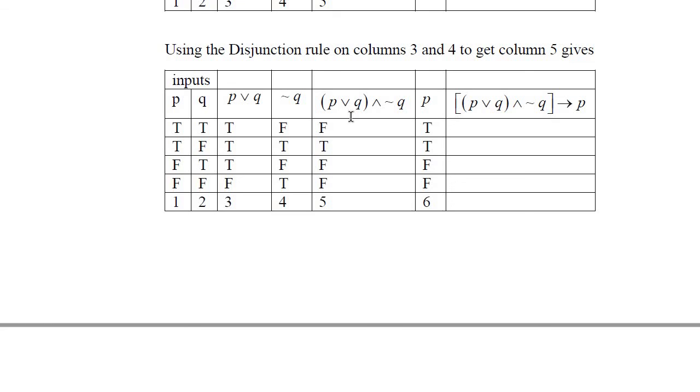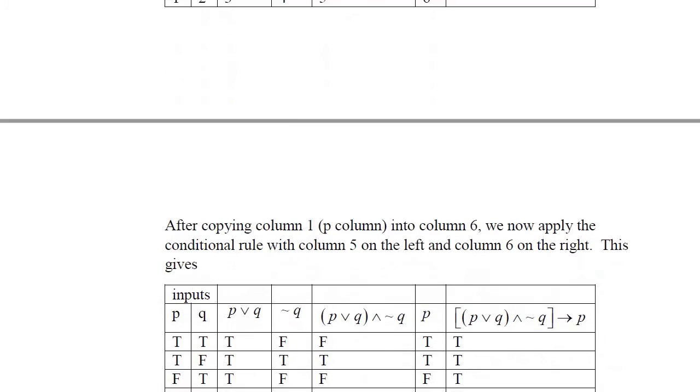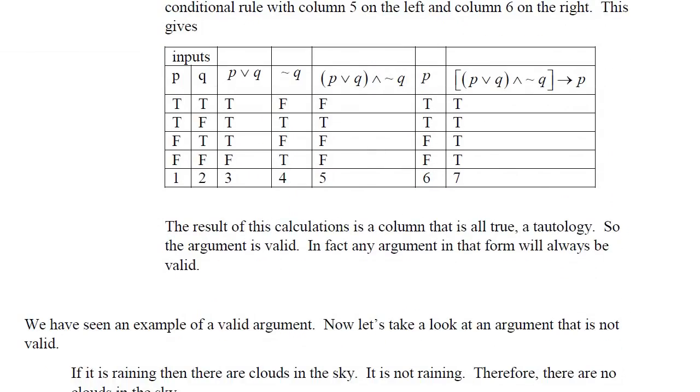I now have the if part of my conditional over here. I need the then part on the right side, which is P. So I basically just rewrote my P over here, and now I have to apply my conditional rule. If column 5, then column 6. So let's apply my rule for the conditional.